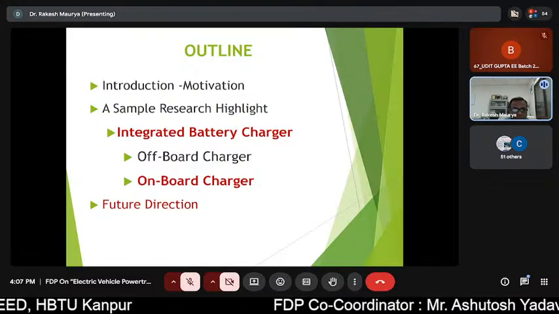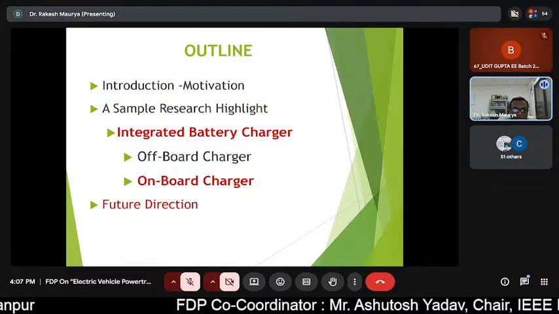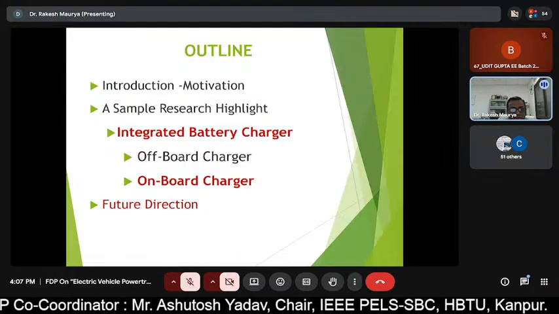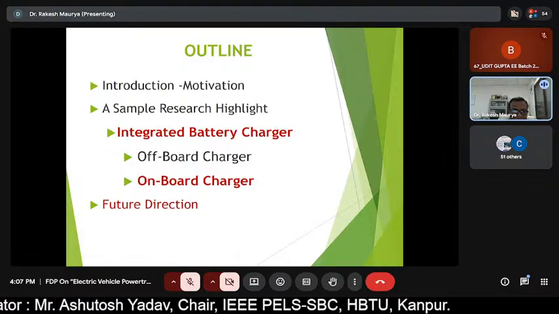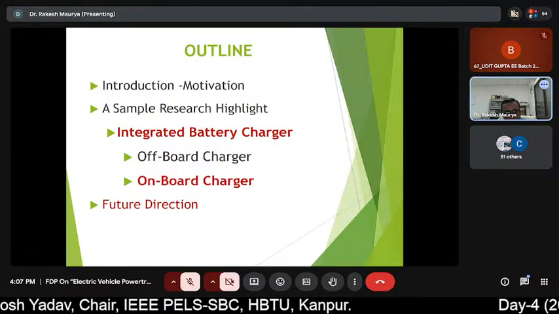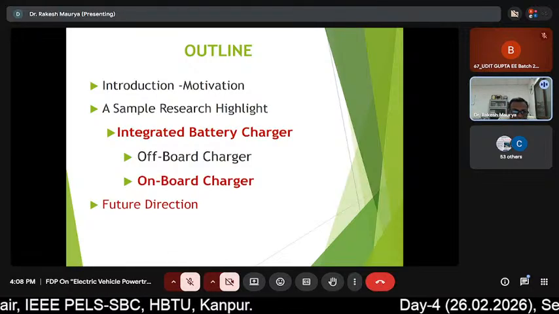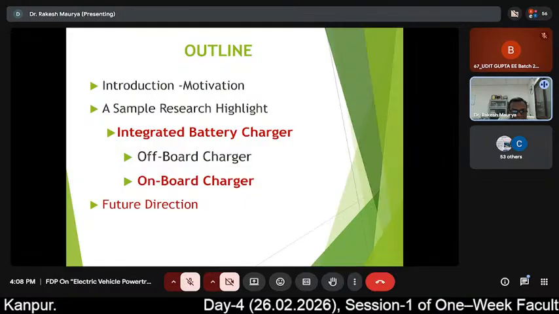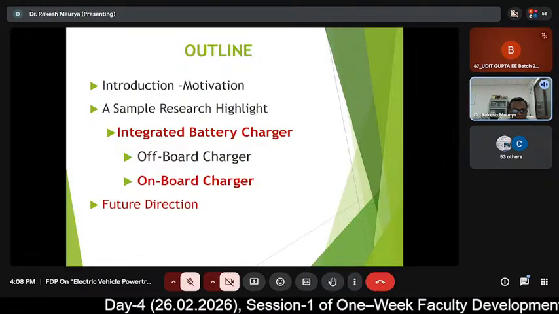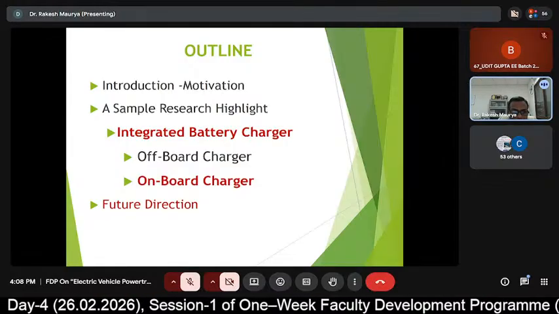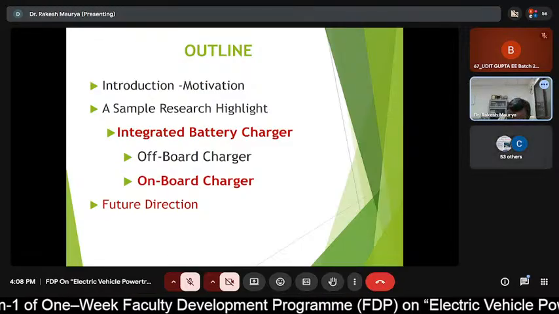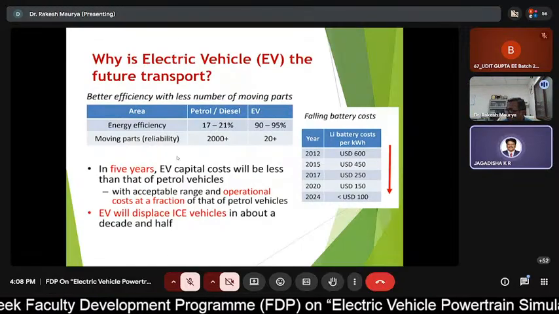So now coming to today's discussions, my presentation is a very small introduction followed by a simple research highlight which we have done at our laboratory. Mainly I'll be focused on the integrated onboard charger and some of the future directions, future practice which we are expecting those who are involved in this area, that will be helpful for them.